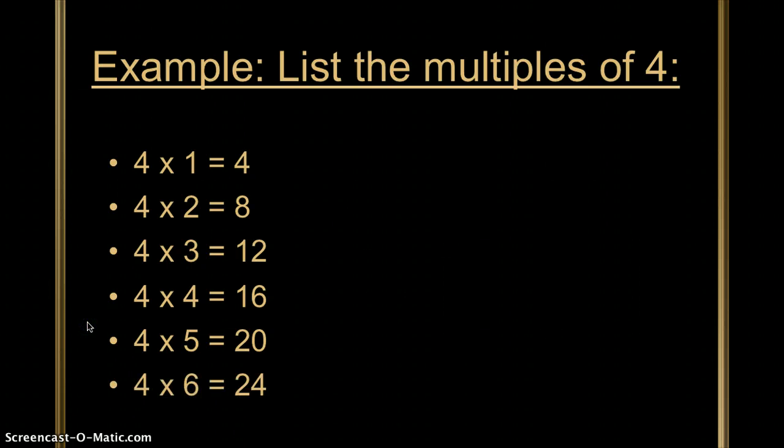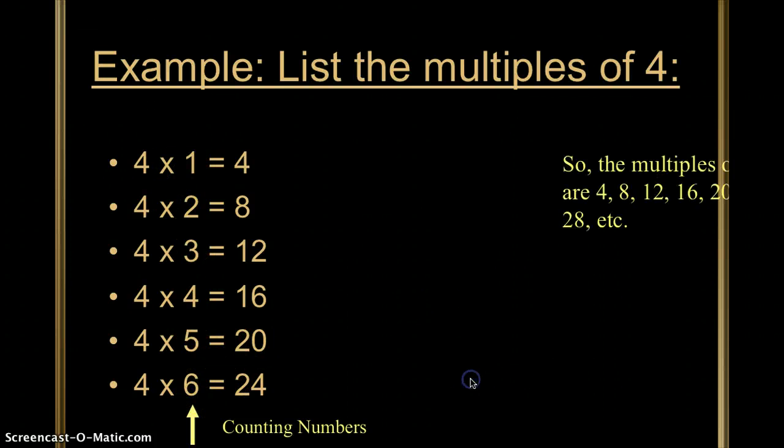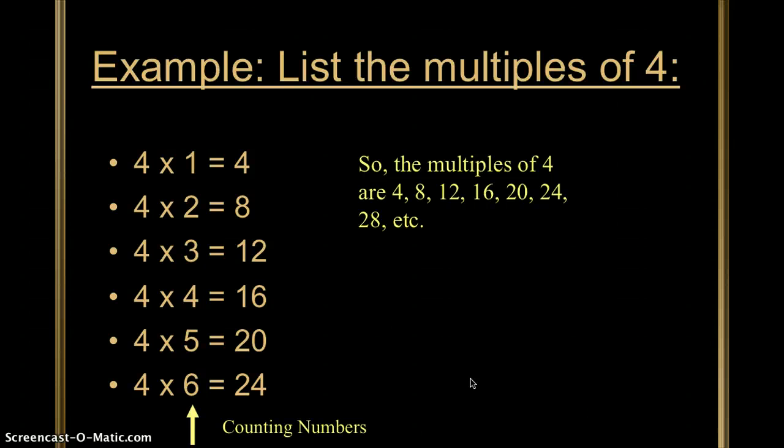Of course, you could keep going. There's an unlimited number of multiples because numbers go on and on and on. So your multiples of 4 are the given number times your counting numbers. So these would be the first six multiples of 4: 4, 8, 12, 16, 20, 24, 28, 32, 36, 40, and so on.